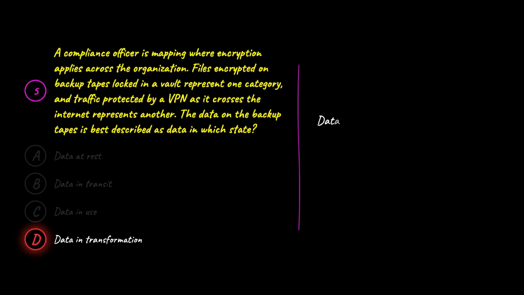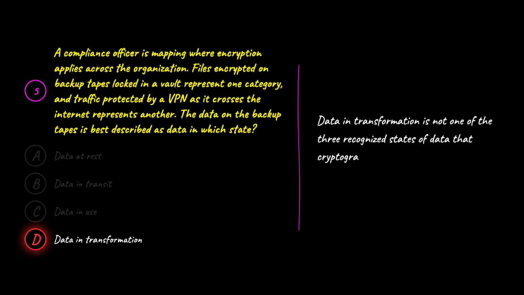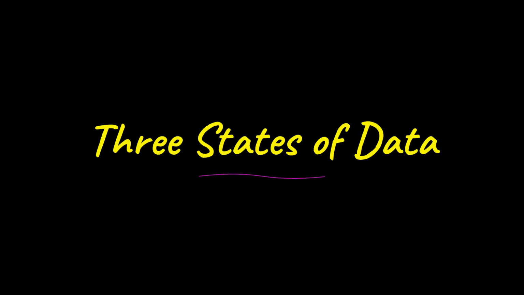D is wrong because data in transformation is not one of the 3 recognized states of data that cryptography protects. The 3 states are in transit, at rest, and in use. Cryptography has to protect information no matter what state it's in, and there are 3 of them: data in transit, data at rest, and data in use. A complete security program covers all 3, not just the obvious one.